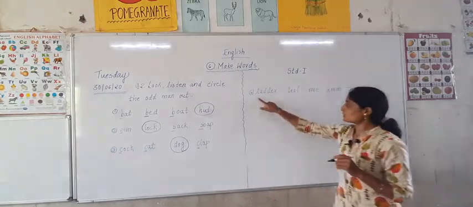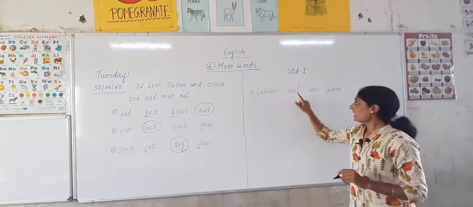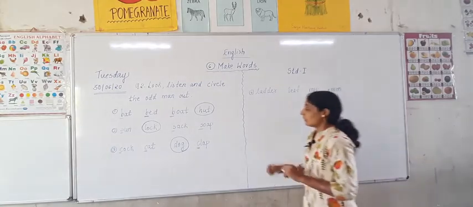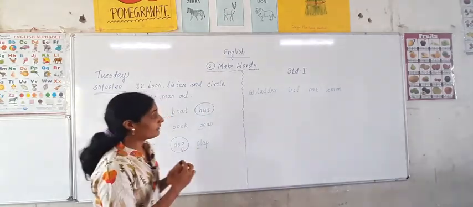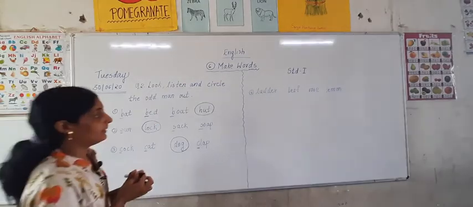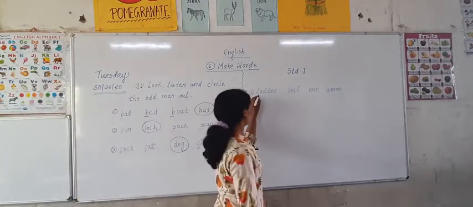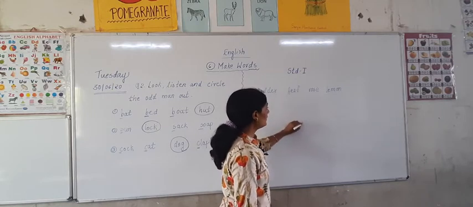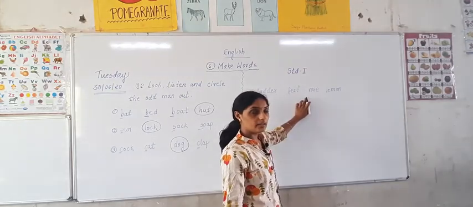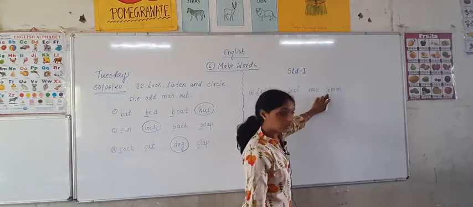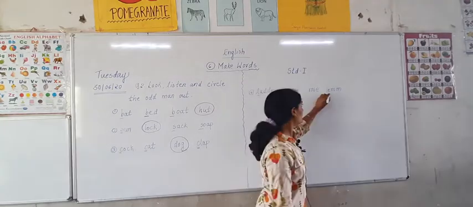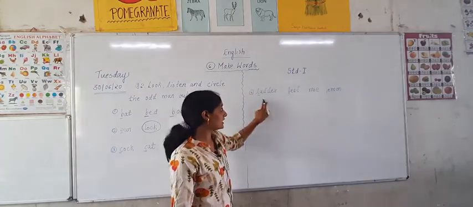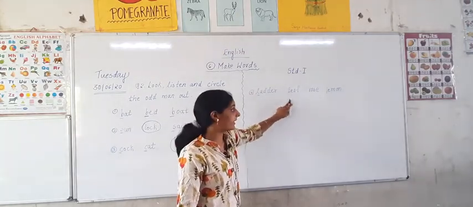The next example, the fourth one, is ladder, leaf, rose and lemon. Now, come on, tell me which word will be the odd man out in the fourth example. See, the first word starts with L, the second word also starts with L, the third word, no. The fourth word starts with L, yes. So the word which does not start with the same letter as the others, L, L, L, is the odd one.